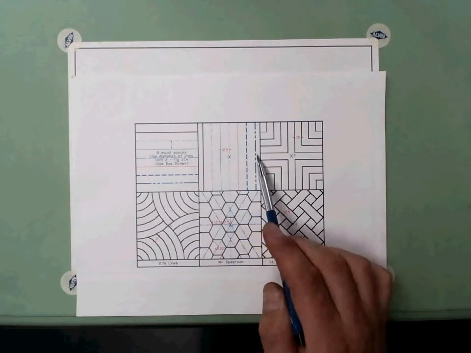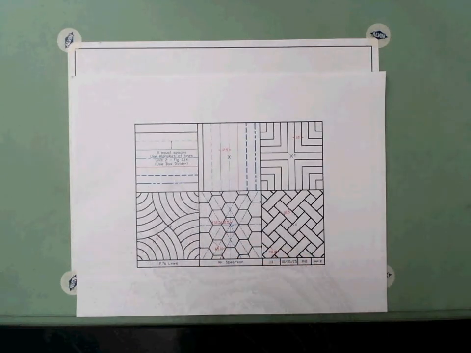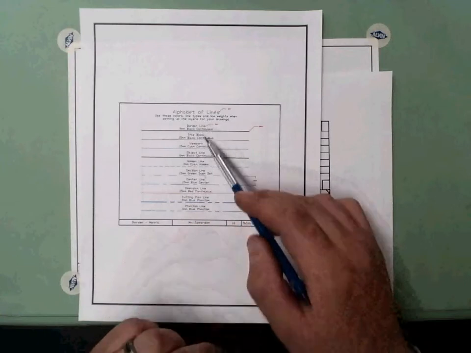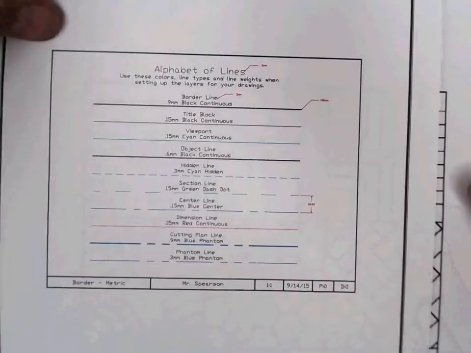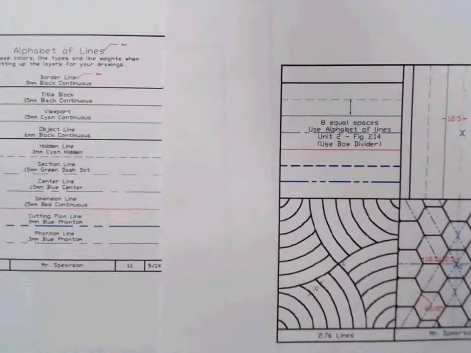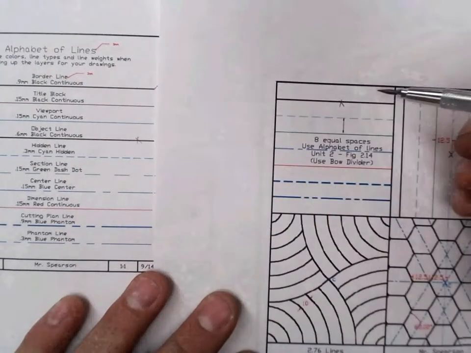Now these drawings here, you're going to use the alphabet of lines, which is a PDF in Unit 2, and you print it off and it looks just like this. Now if we were to zoom into that real quick, there we go, you would notice that this line here starts here, meaning that's an object line.